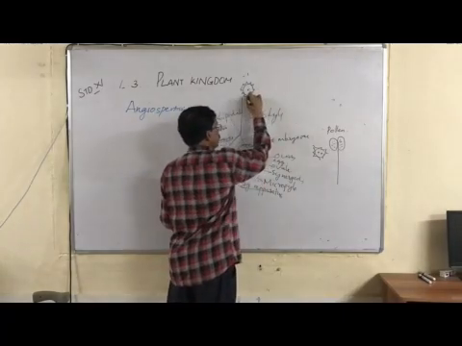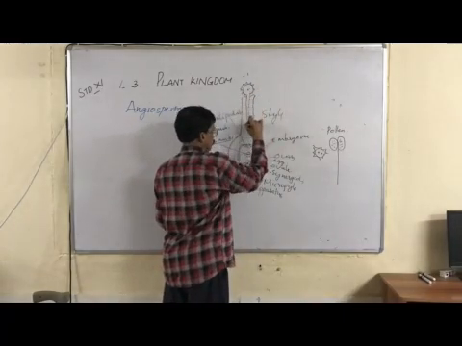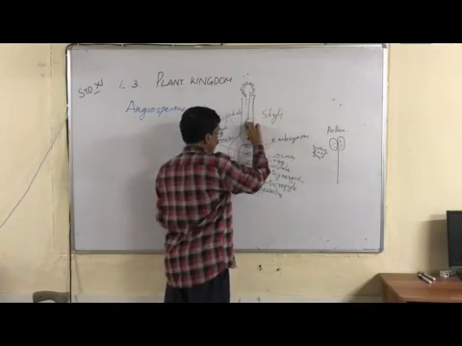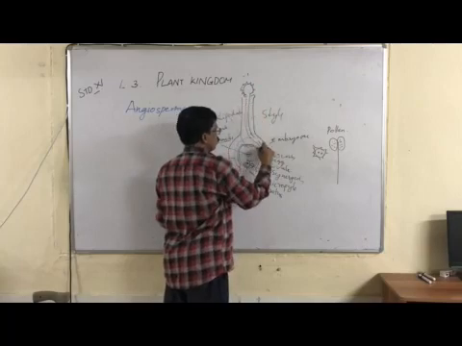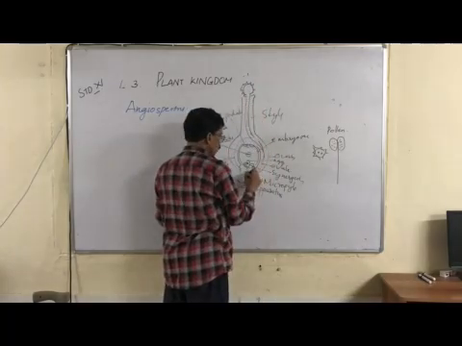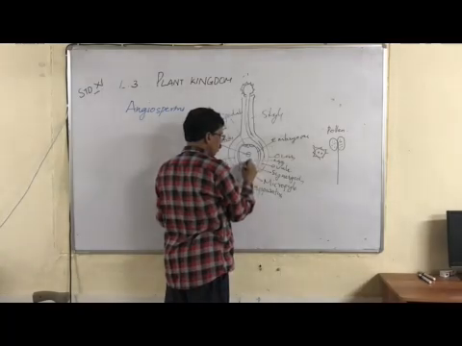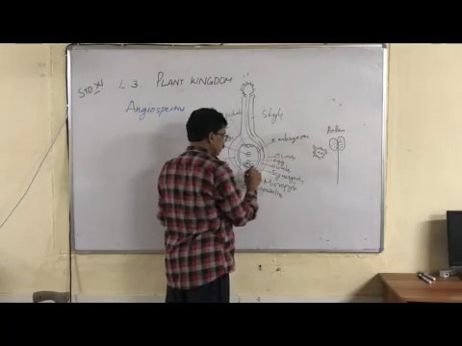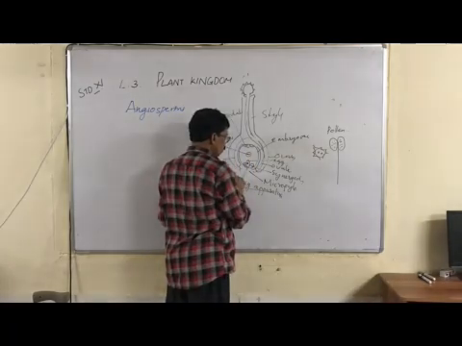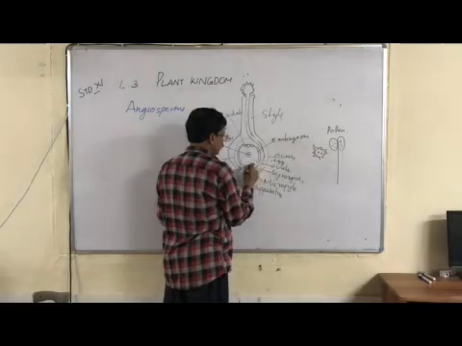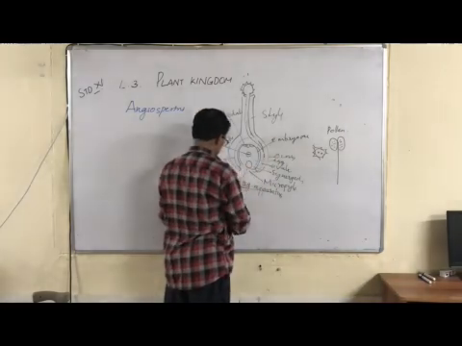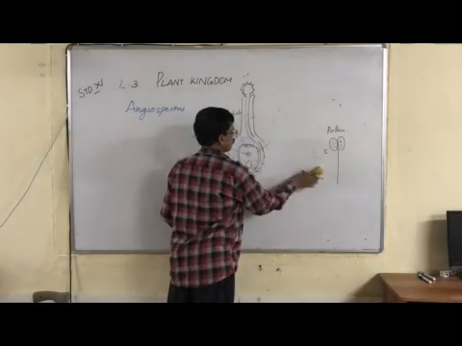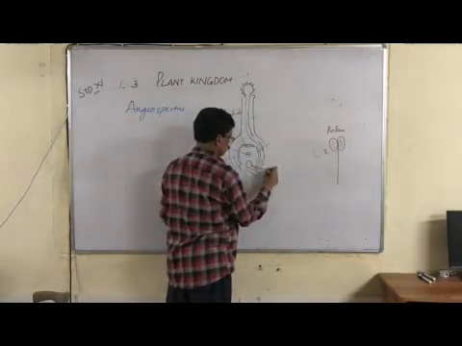The pollen grain now germinates and the pollen tube is formed. The pollen tube now carries two male gametes. Now the pollen tube enters into the ovule, that is called pollen entry, and the male gametes are discharged into the ovule. One of the male gametes fuses with the egg to form the zygote.